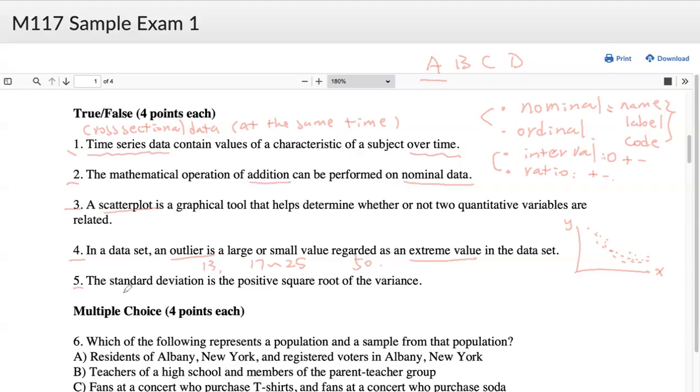Number 5: standard deviation is the positive square root of the variance, which is true. For those, we also need to know some more concepts. So I will make a list here. Let me just delete this.